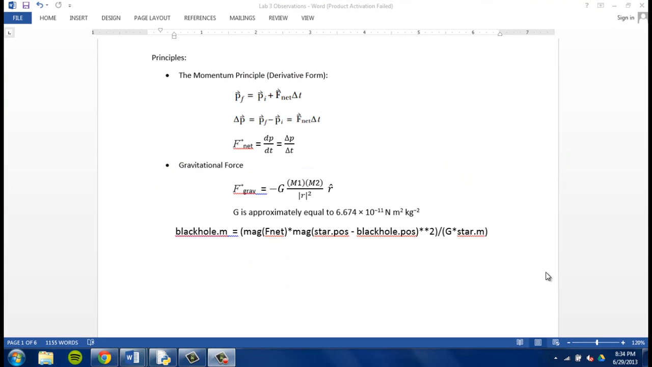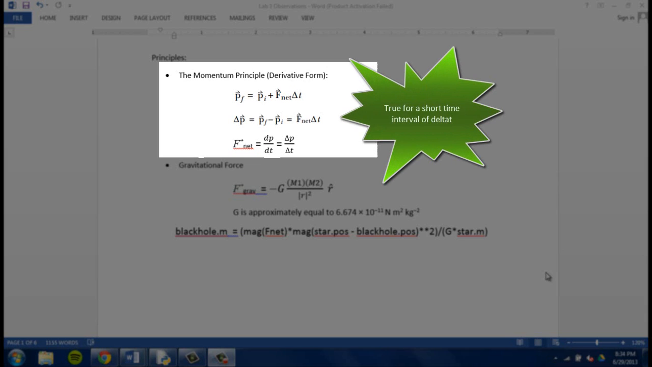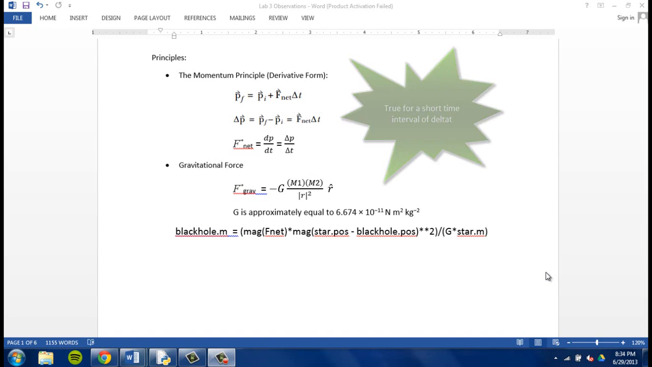There are two main principles that are applicable to this lab: the momentum principle and Newton's law of universal gravitation. The momentum principle in derivative form is dp/dt equals Fnet. In words, the change of momentum, which is the effect, is equal to the net force acting on an object times the duration of the interaction, which is the cause.